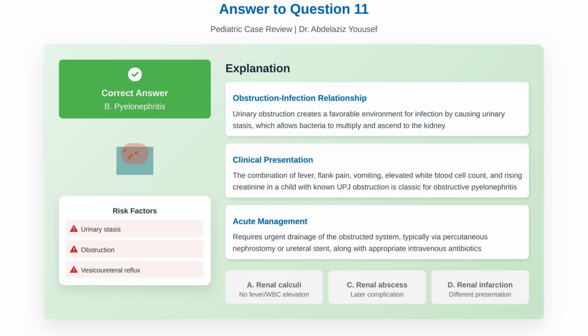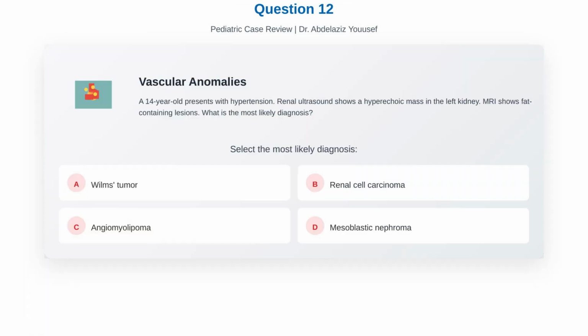A 14-year-old presents with hypertension. Renal ultrasound shows a hyperechoic mass in the left kidney. MRI shows fat-containing lesions. What is the most likely diagnosis? Option A, Wilms tumor. Option B, renal cell carcinoma. Option C, angiomyolipoma. Option D, mesoblastic nephroma.